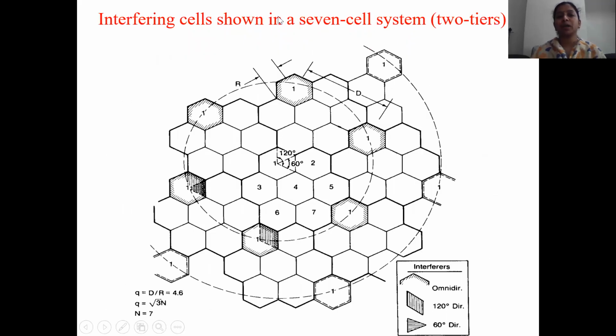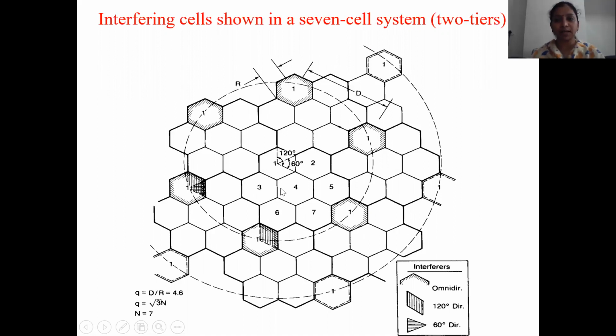You can see here the center cell with a frequency of 1. The cells which use the same frequency are the co-channel cells. If you are using the 100 degree sector, only the interference caused by the backside co-channel cells will affect this center cell. The other co-channel cells will radiate in different directions. Only the radiation patterns of these two co-channel cells will interfere with the center cell, and because of these two co-channel cells only, interference is occurring.